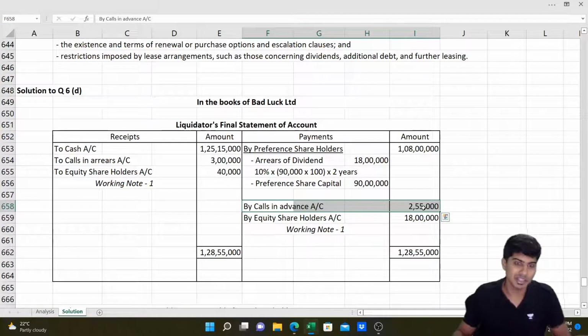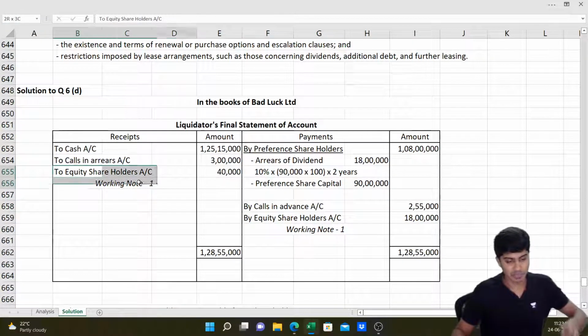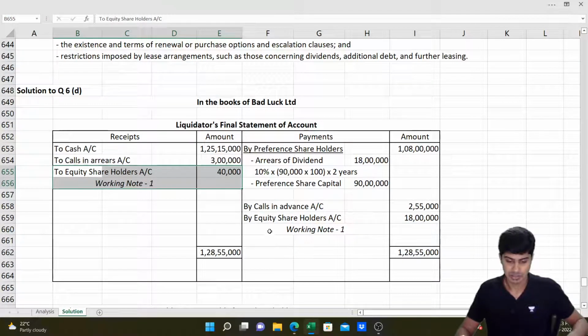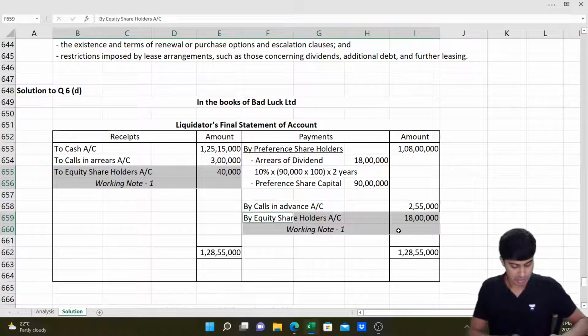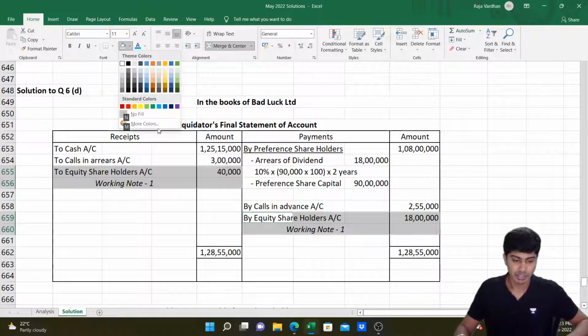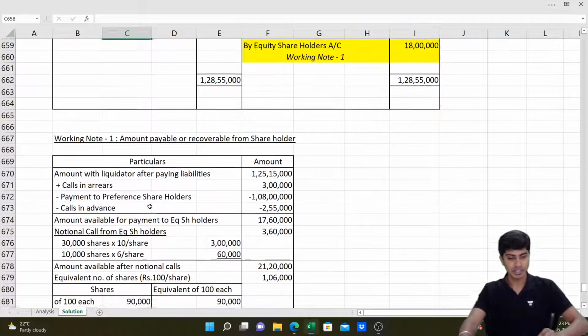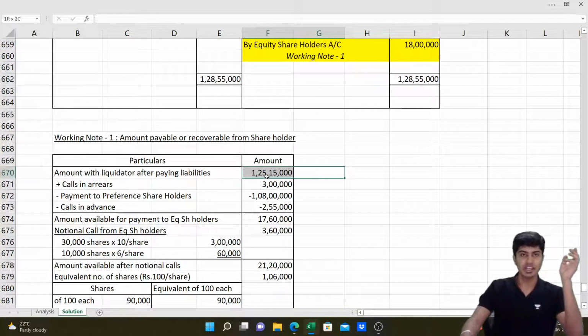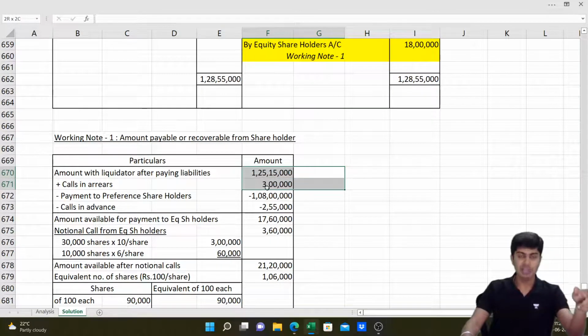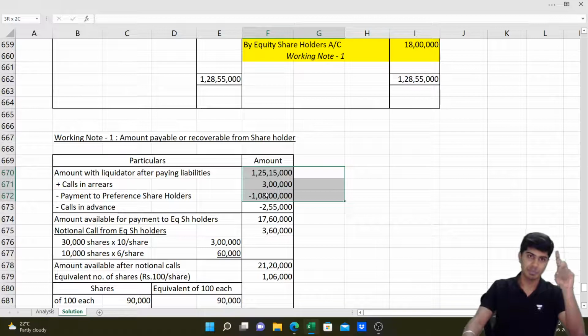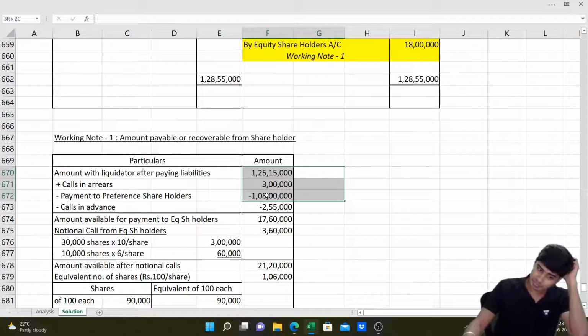So then what is remaining? Both of these are done by working note. This and this you won't get to know straight away. You have to do a working note to understand this. Let's understand how it works. Amount available is 1 crore 25 lakh 15,000. You collect calls in arrears of 3 lakh. You repay 1 crore 8 lakh, that is preference share capital plus premium to the preference shareholders.